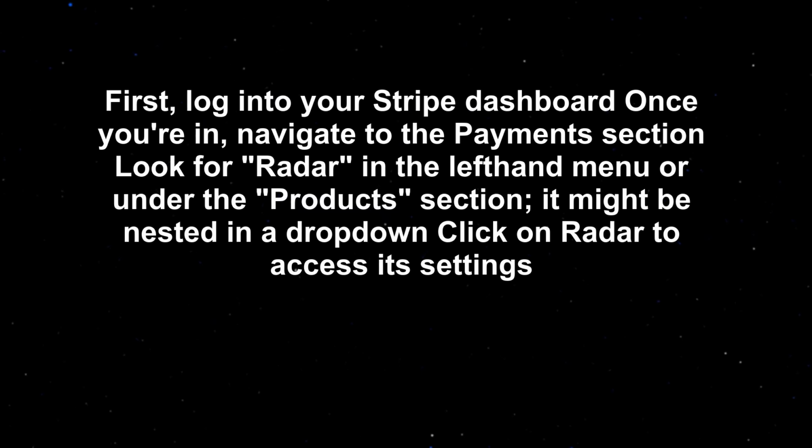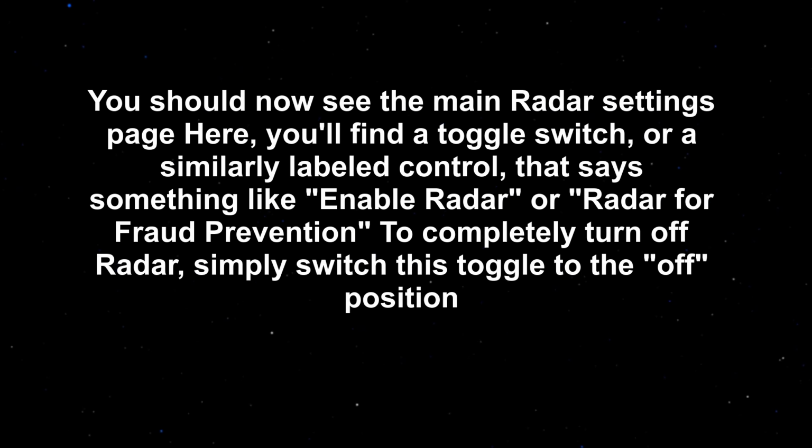First, log into your Stripe dashboard. Once you're in, navigate to the Payments section. Look for Radar in the left-hand menu or under the Products section. It might be nested in a drop-down. Click on Radar to access Settings. You should now see the main Radar settings page here.